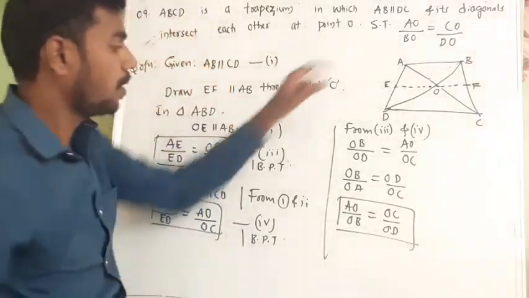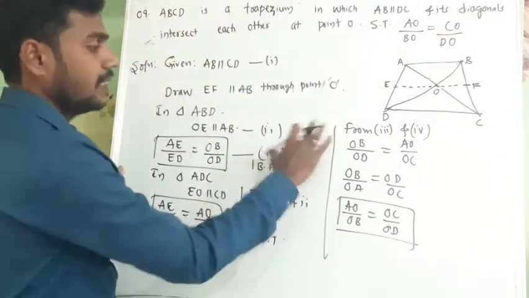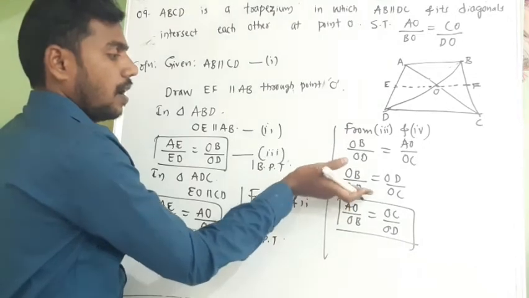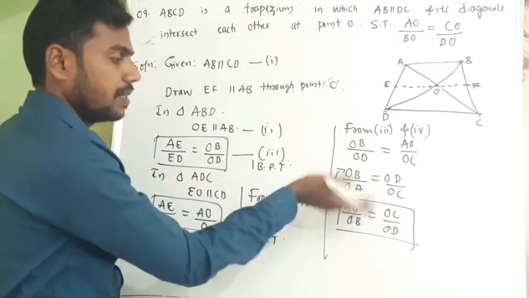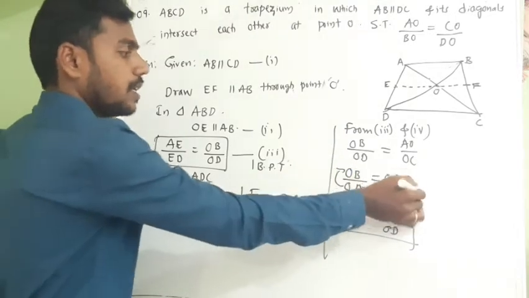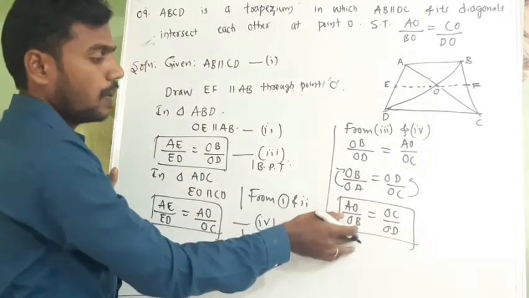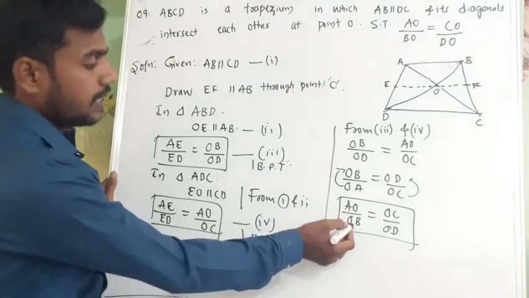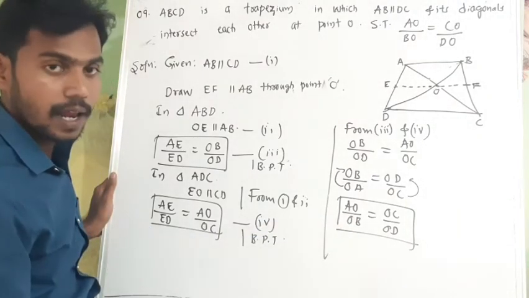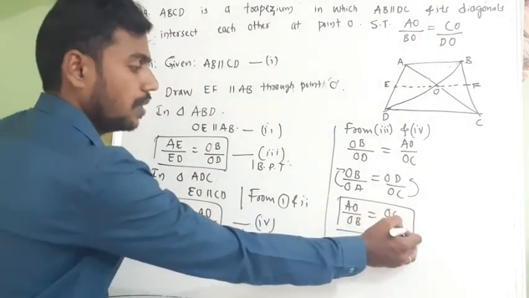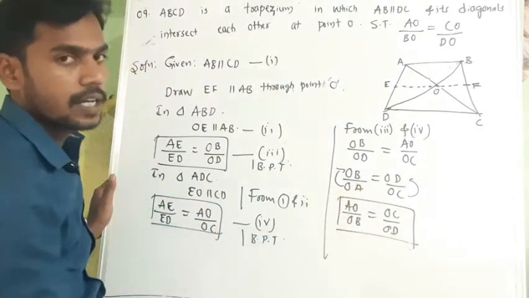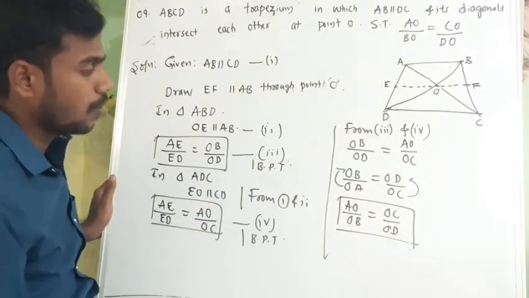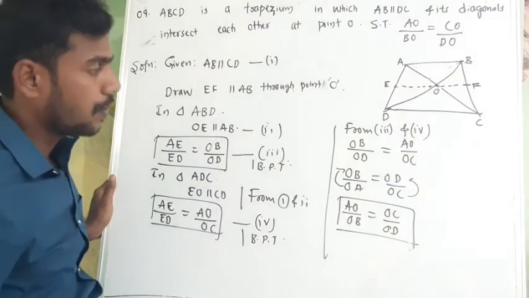So this was required to prove. See, if I'm reversing the ratio here, I should reverse the ratio there. The same thing I have written: AO by OB is equal to OC by OD. Since I am interchanging the numerator and denominator on the LHS, I should interchange numerator and denominator on the right hand side. So that is AO by OB is equal to OC by OD. Please note this down.